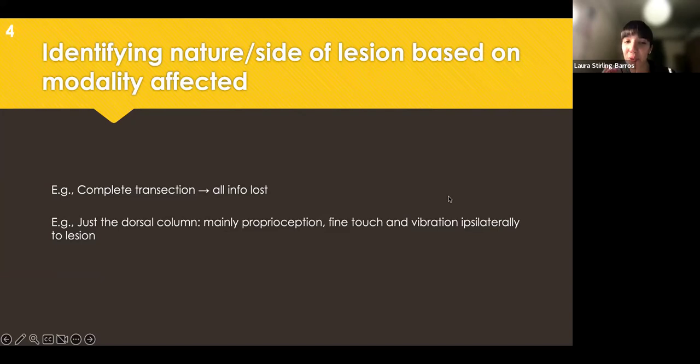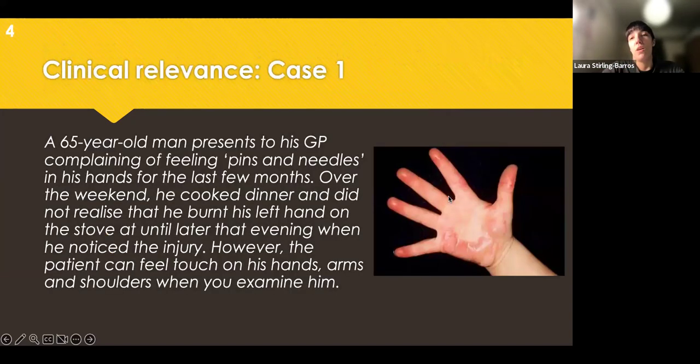Okay, so now we're going to go through a case for you guys to solve. A 65-year-old man presents to his GP complaining of feeling pins and needles in his hands for the last few months. Over the weekend, he cooked dinner and did not realize that he had burnt his left hand on the stove until later that evening when he noticed the injury. However, the patient can feel touch on his hands, arms, and shoulders when you examine him.